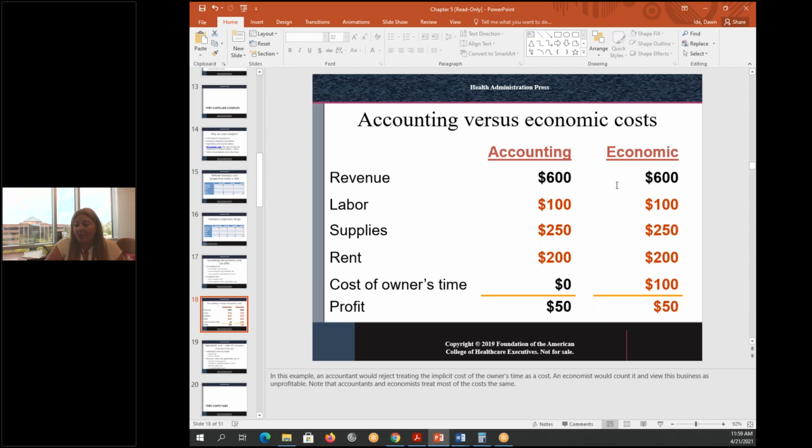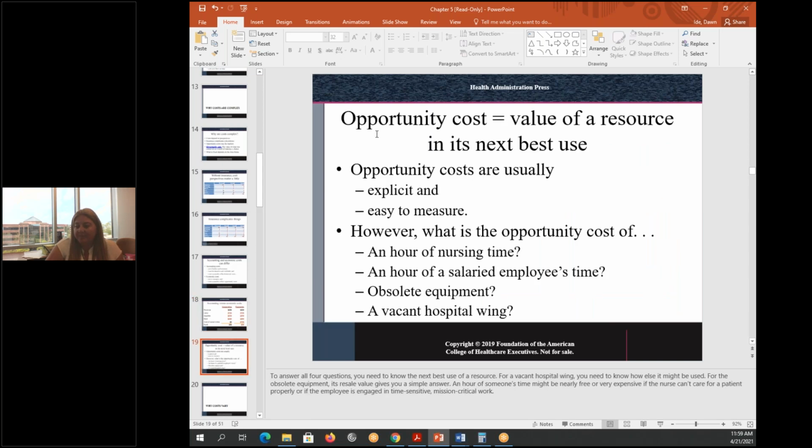Okay, so when you're looking at this, the profit is 50 in both, right? So what does that mean? Opportunity cost equals the value of a resource in its next best use. So opportunity costs are typically easy to measure, right?